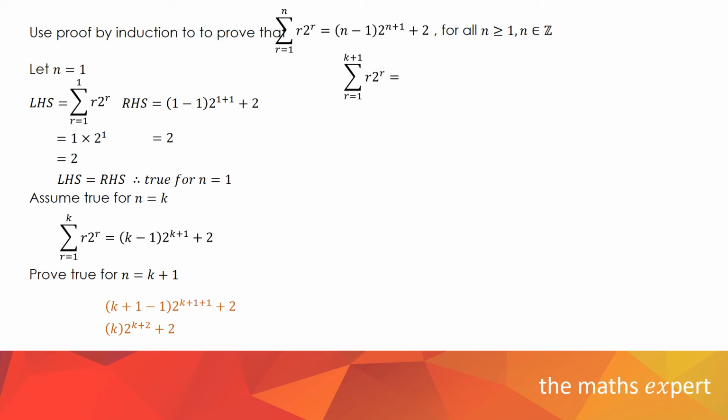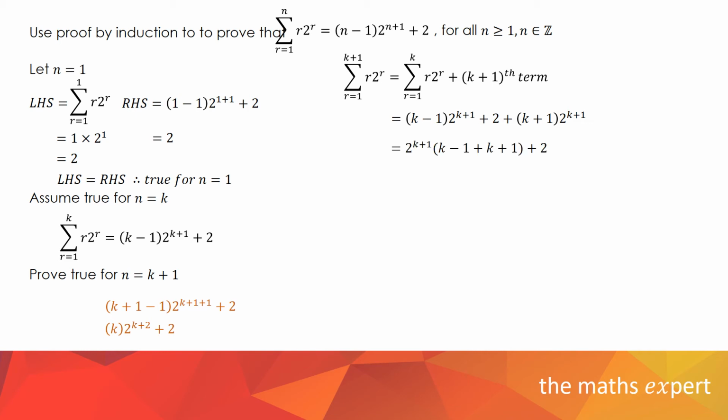Using what I was referring to before, I can split this summation up into the first k terms plus the k plus 1th term. Now I can make my substitution for the first k terms and substitute k plus 1 into the general term of the sequence to get the k plus 1th term. After the substitution, I need to think logically. My target is an expression with plus 2 at the end. I already have this, so I will leave it alone.